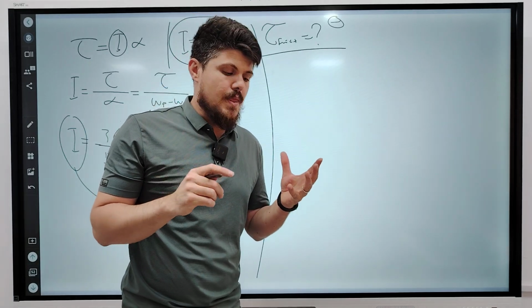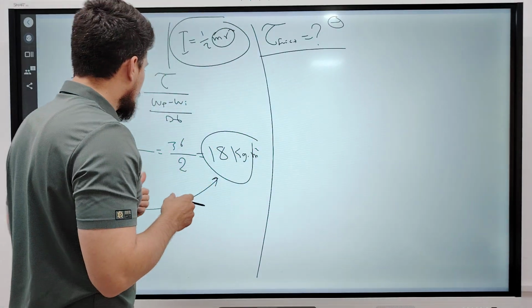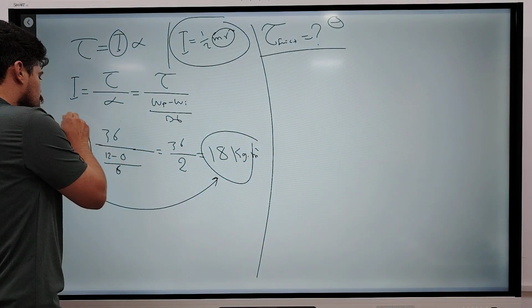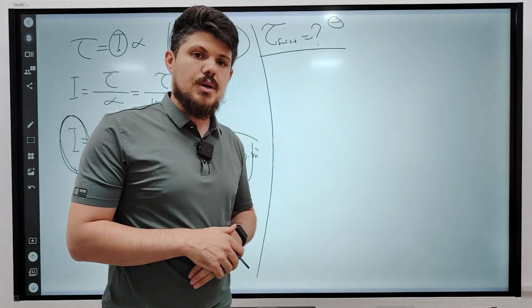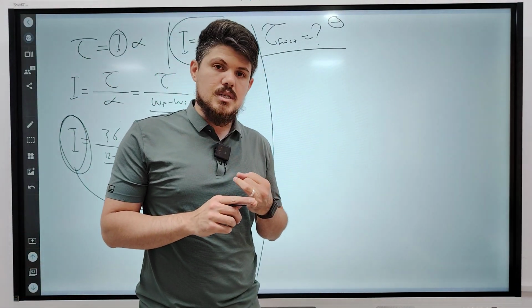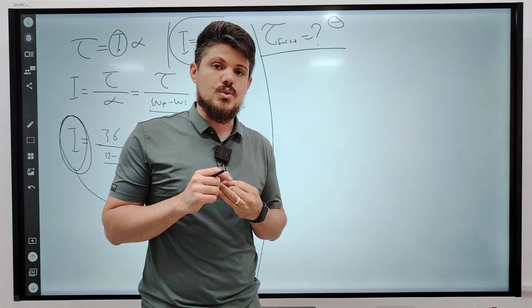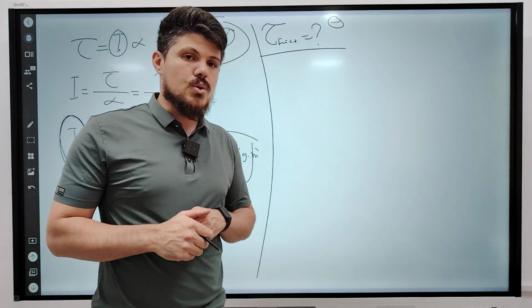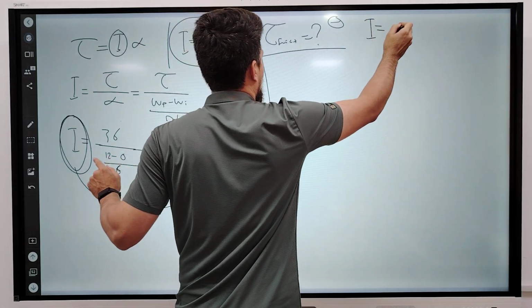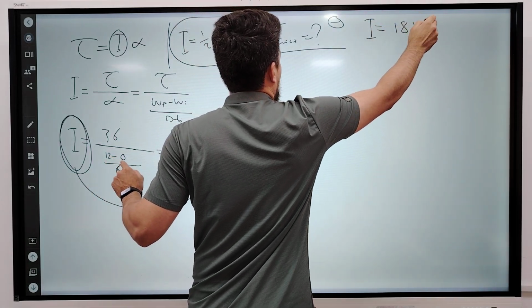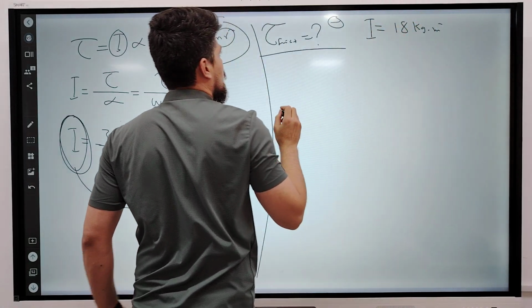So that is why the moment of inertia that we found in branch A is equal to the moment of inertia of branch B, because the wheel's shape doesn't change during rotating since it is a rigid body, and its mass also doesn't change. So do we have the moment of inertia? Yes, we found it, 18 kilogram meter square.